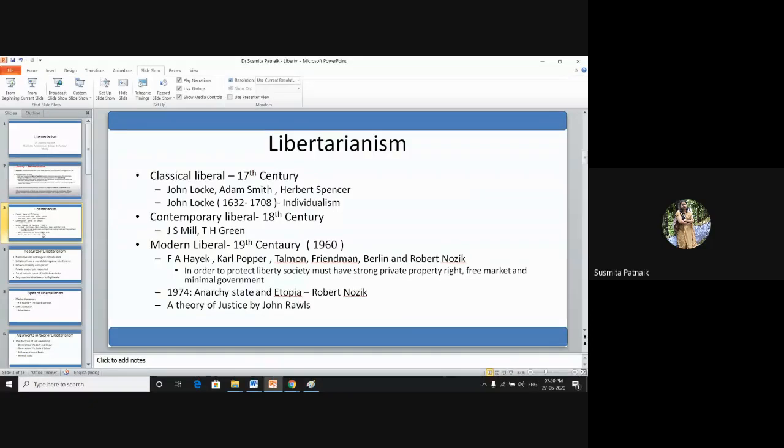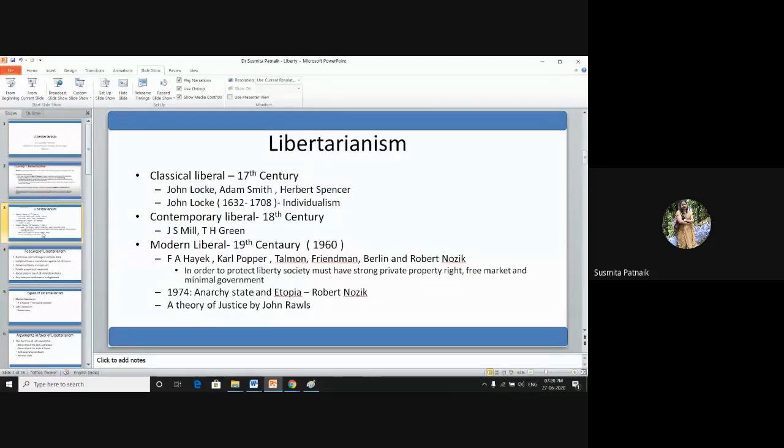The political philosophers say that the main concentration of liberalism is nothing but what is called individualism. John Locke propounded his whole theory between 1632 and 1708, and he strongly supported the natural rights of the individual. He advocated that the most basic function of the state is to protect the natural rights of the people.